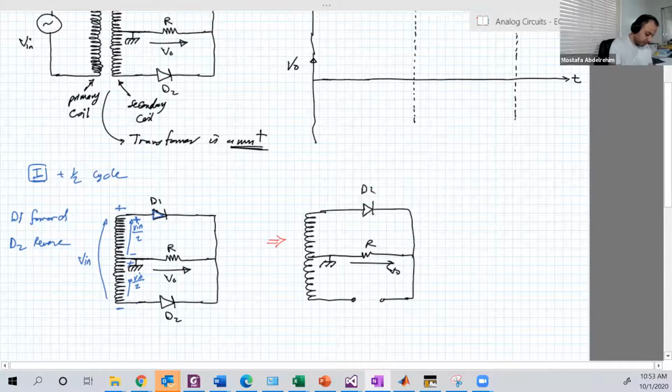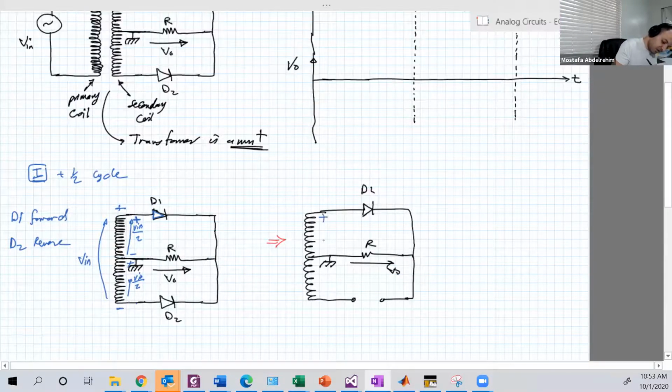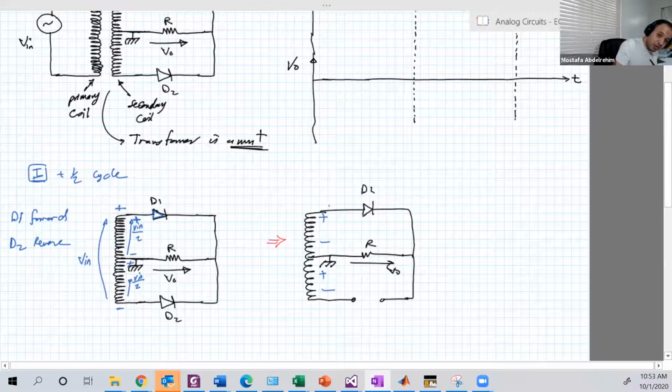And D1. Positive, negative, positive, negative. Now let's see how the current will flow. The current flows from the positive terminal.